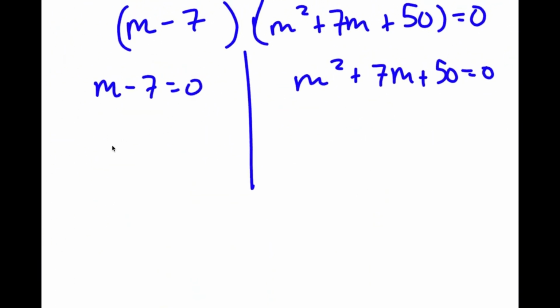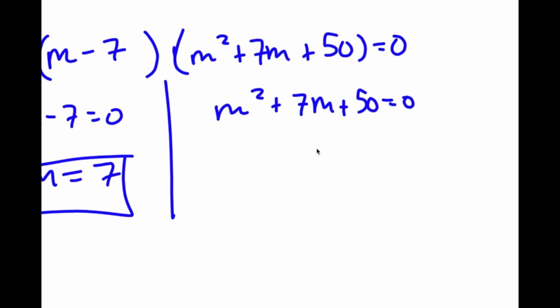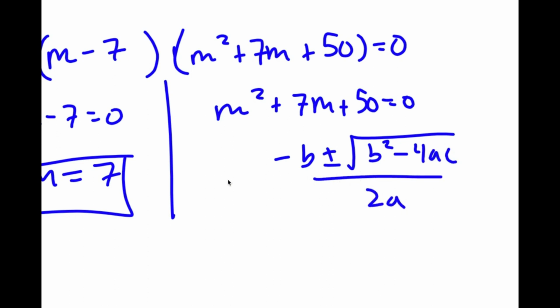So m minus 7 equals 0. This is the same thing as m equals 7, so this is already one solution for m. And for m squared plus 7m plus 50, you have to use the quadratic formula, which is negative b plus or minus the square root of b squared minus 4ac, all over 2a.